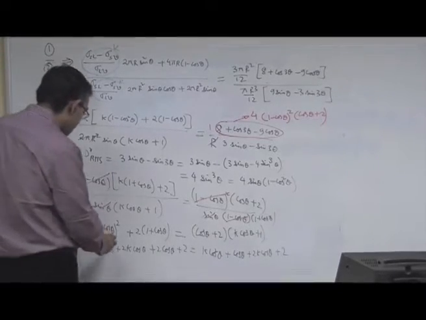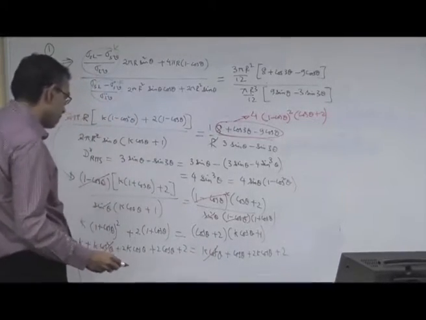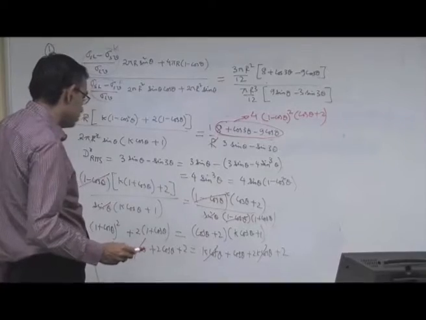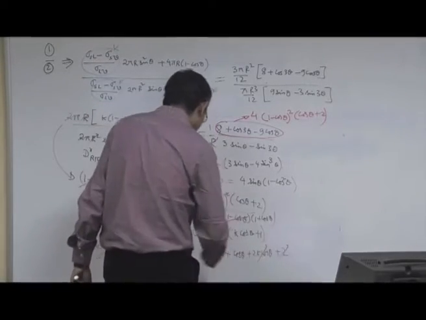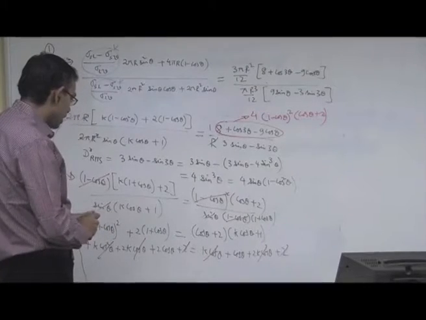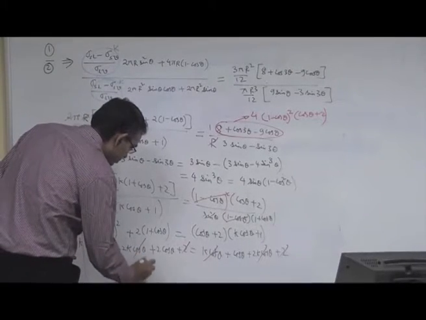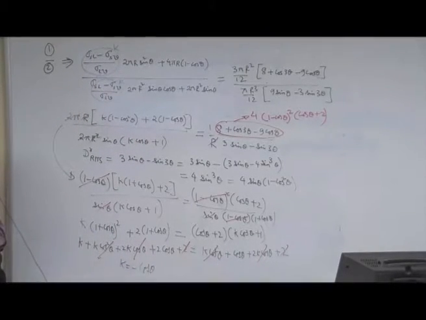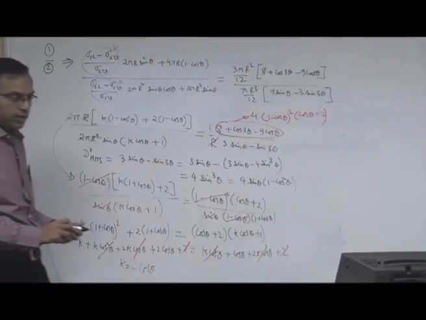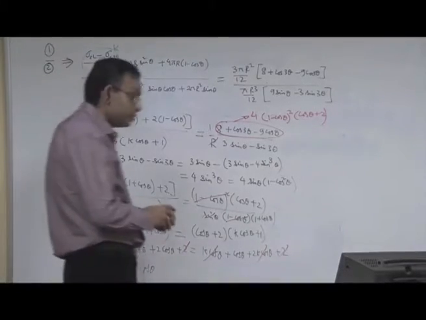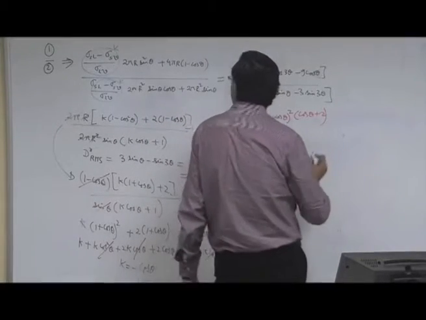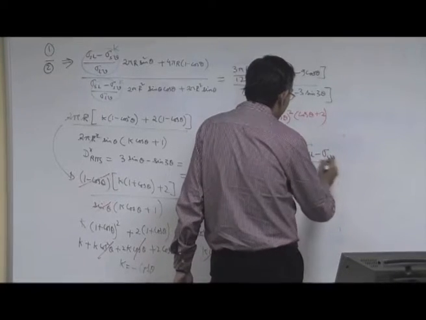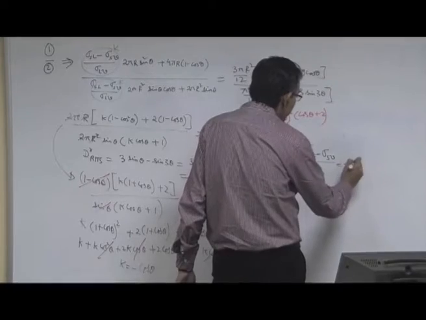So, k cos square theta gets cancelled, 2k cos theta gets cancelled, 2 gets cancelled. So, you get cos theta, k is equal to minus cos theta, right. So, k equal to minus cos theta, that means sigma SL minus sigma SV by sigma LV is equal to minus cos theta.